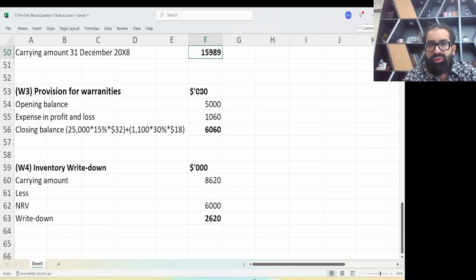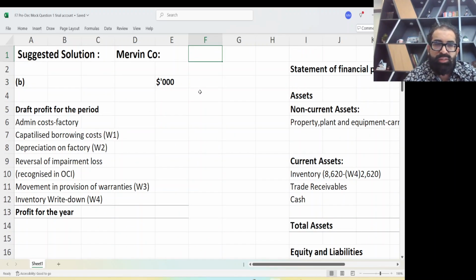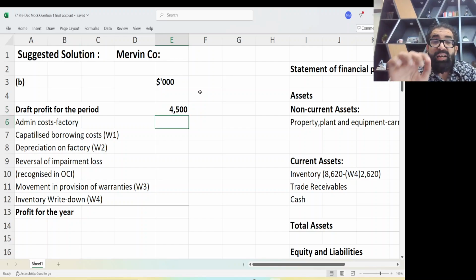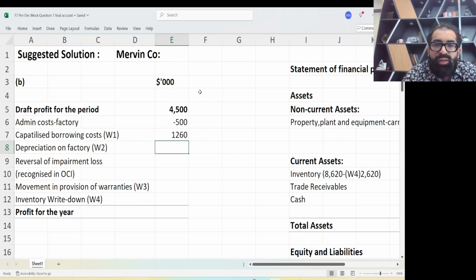Now let's do the profit reconciliation first. See, this is the profit. Draft profit. How much is the draft profit? The draft profit in the trial balance, go and see the picture. The draft profit is 4,500. Okay. Now admin cost, remember they have mistakenly recorded admin cost as an asset. In reality it is an expense, so reduce it by 500. Now capitalization of borrowing costs, wrongly they recorded as an expense, but it is an asset, so let's reverse. Let's increase the profit.